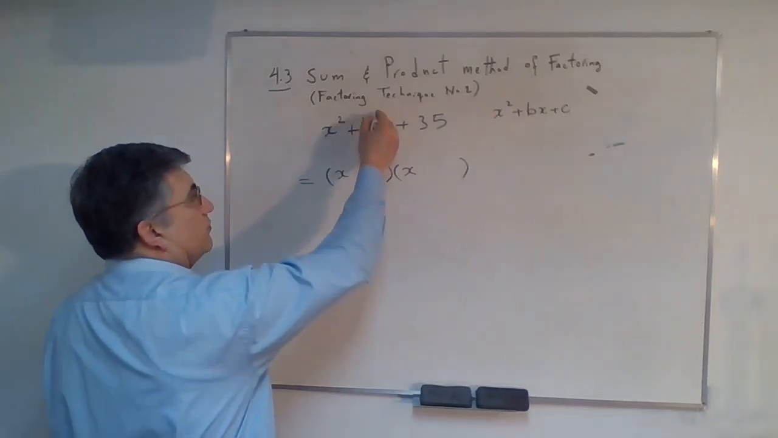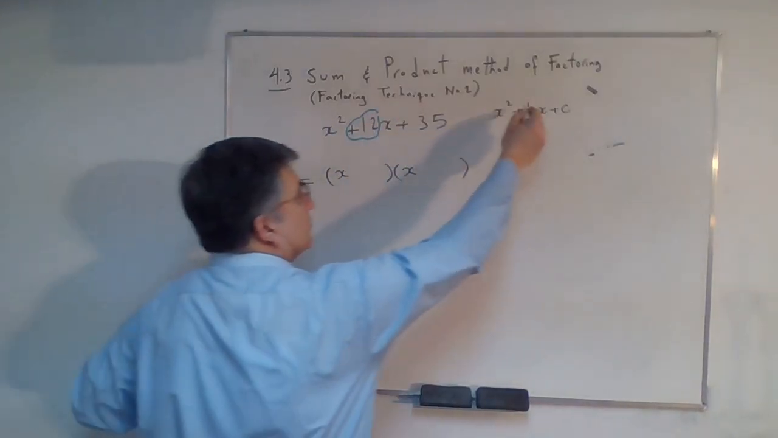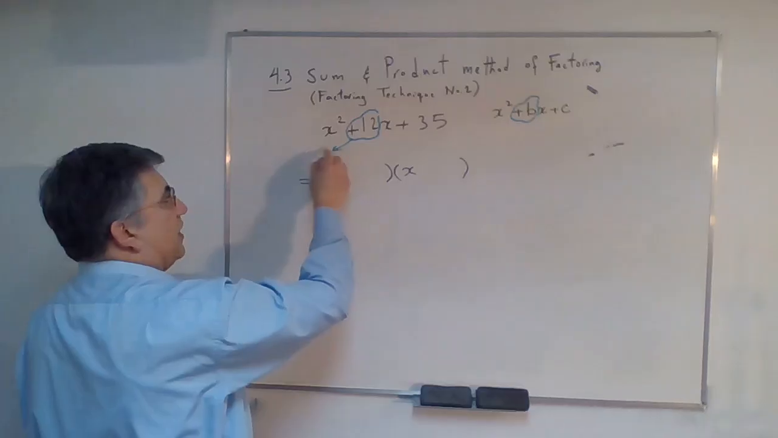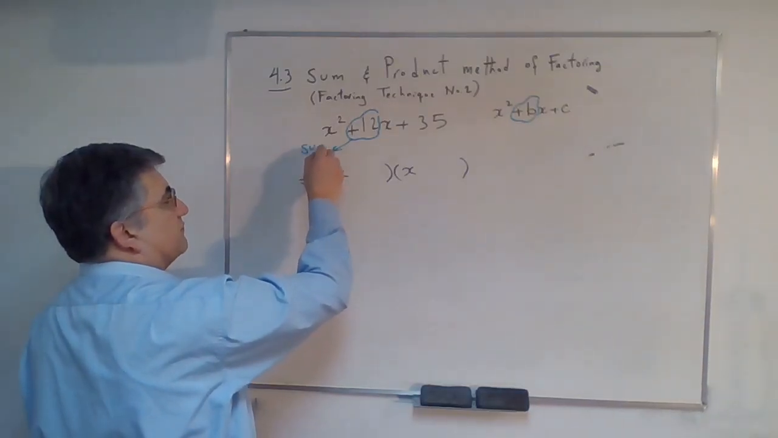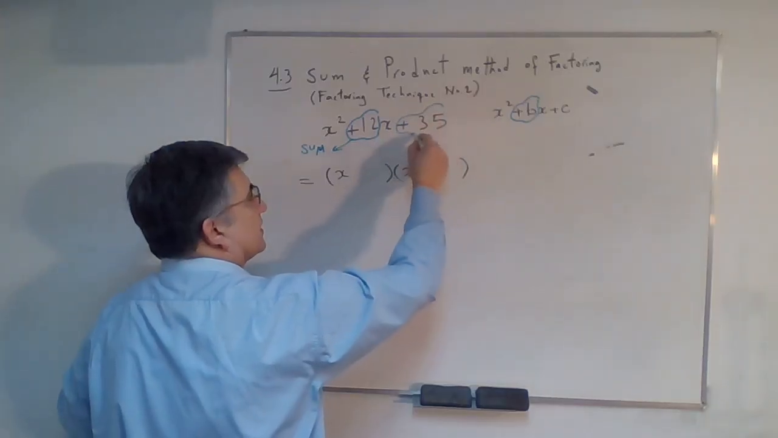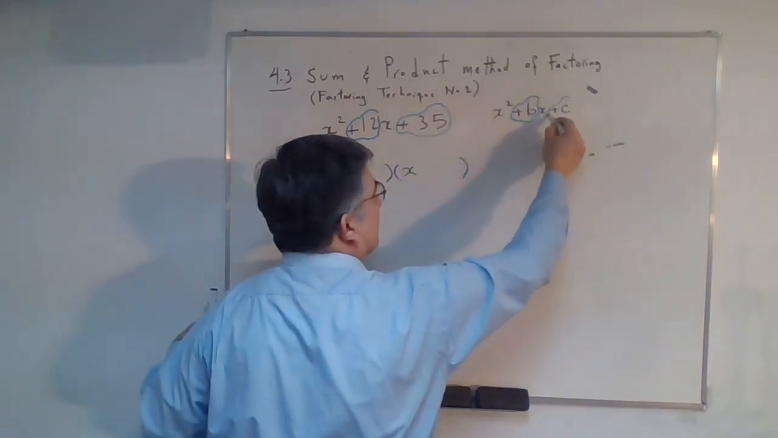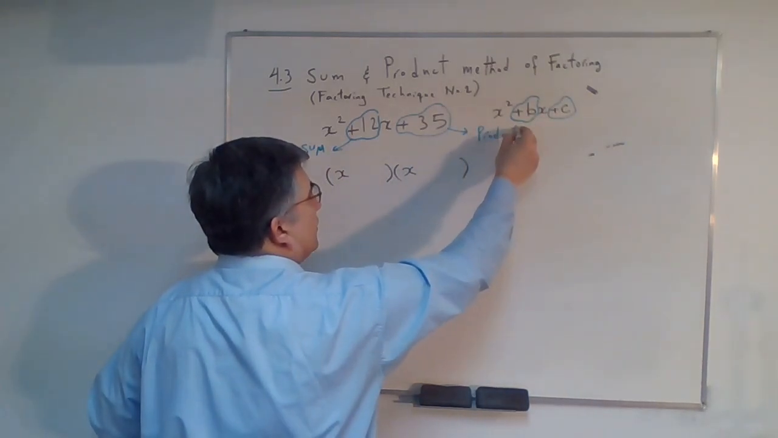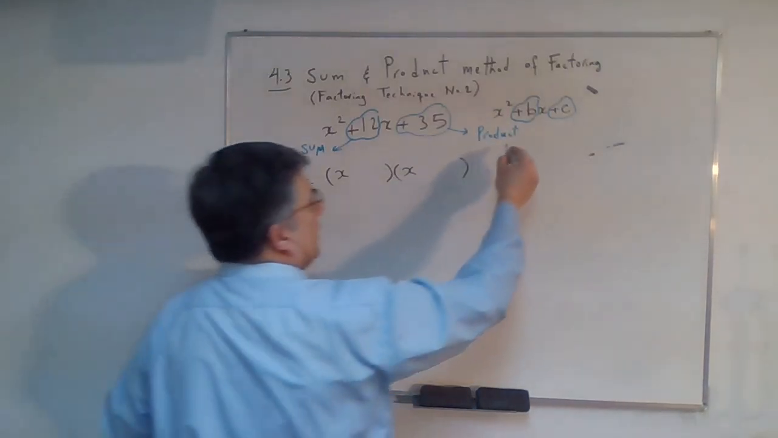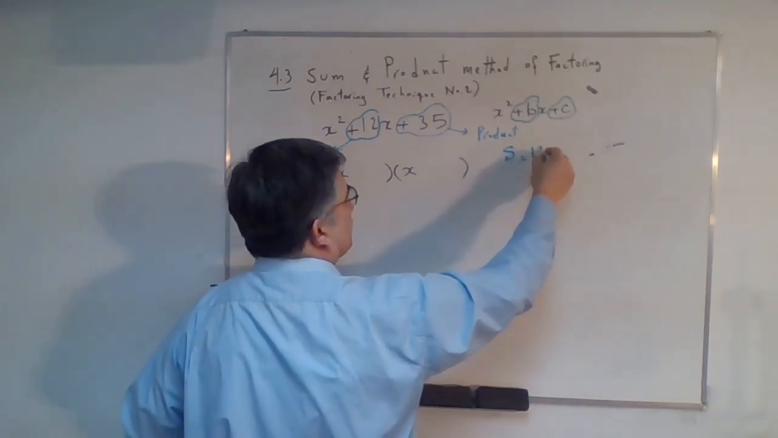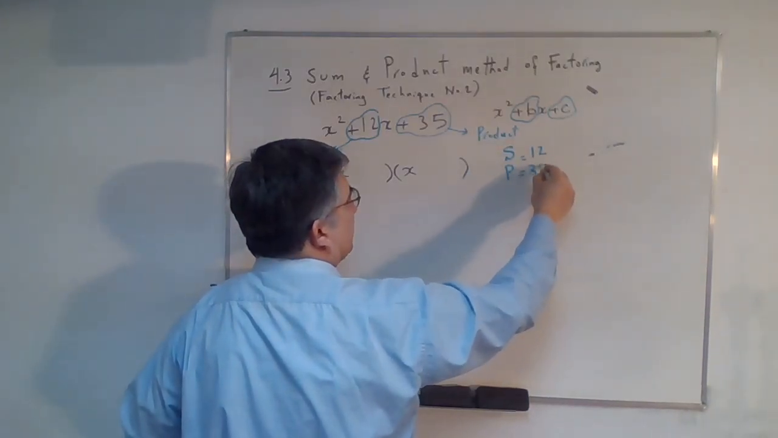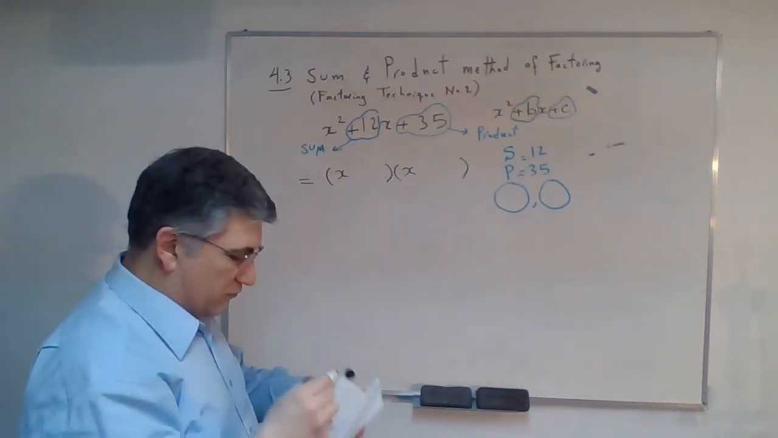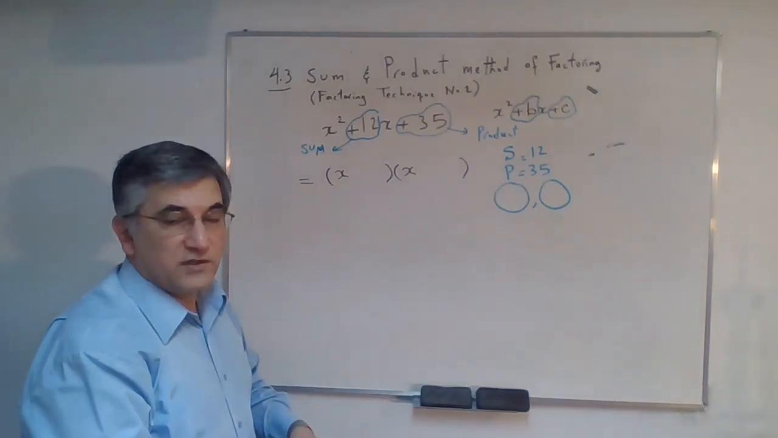So what we do, we look at this middle term, or the so-called b value, and this would be the sum of the two numbers that we need to find. And when you look at the constant term, or the so-called c term, that would be the product of the two numbers we're looking for. So I'm writing here: sum is supposed to be 12, product is supposed to be 35. So now I'm thinking of what are those two numbers that add up to 12, but the product is 35.